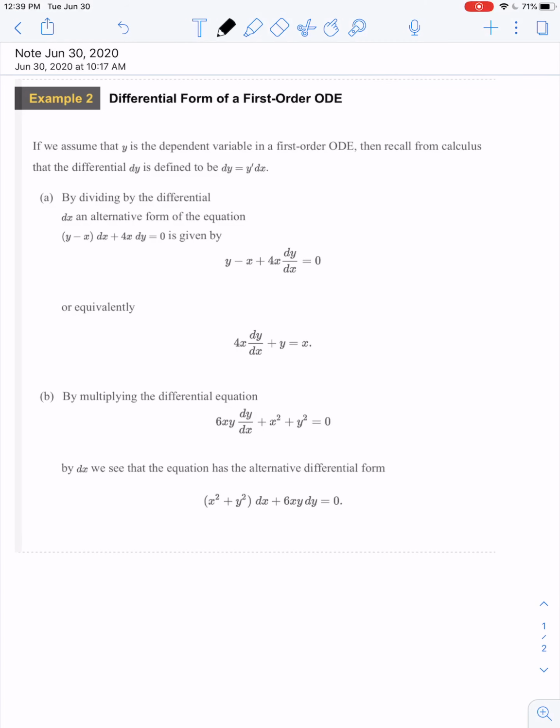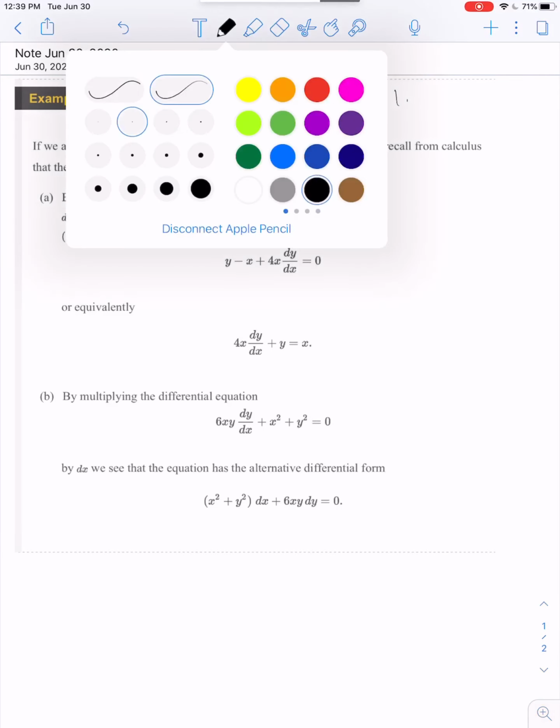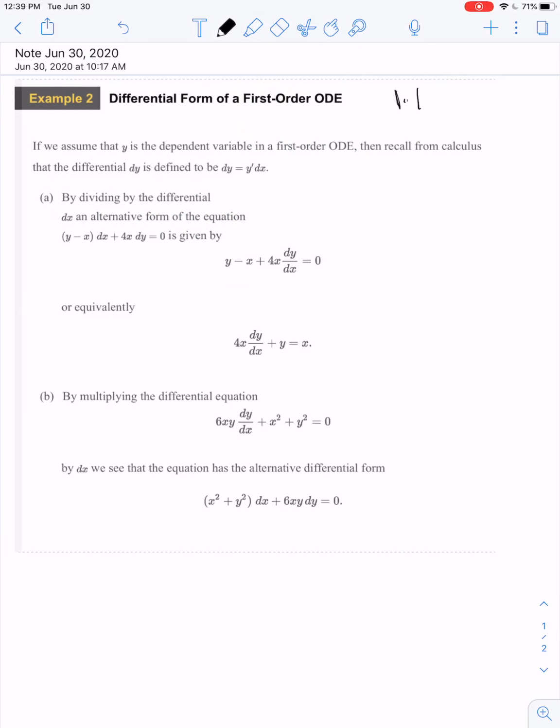Okay, guys, so I'm going to go over this is 1.1. Okay, and this is example 2. And I just want to talk about the form, first order differential equation. I just want ordinary differential equation.